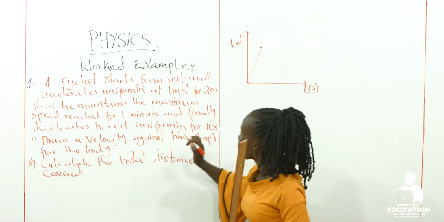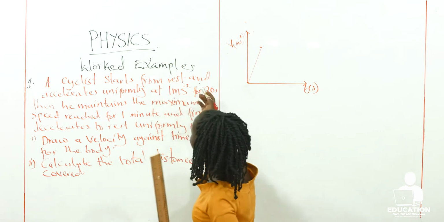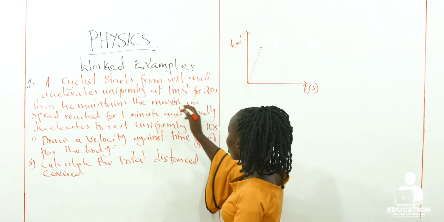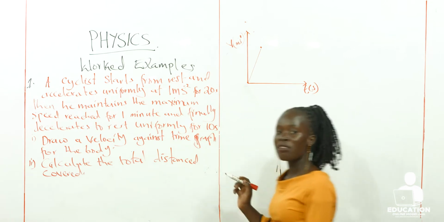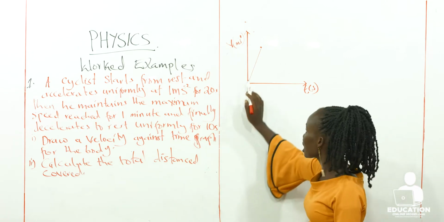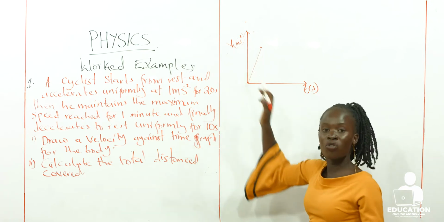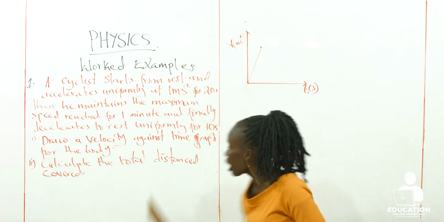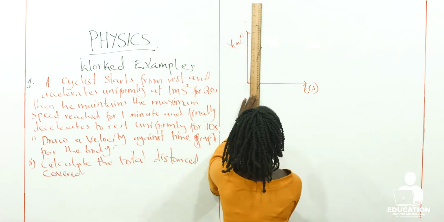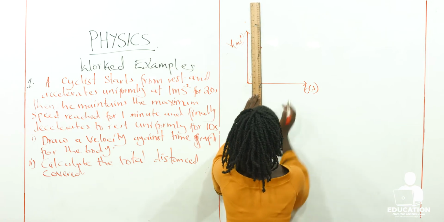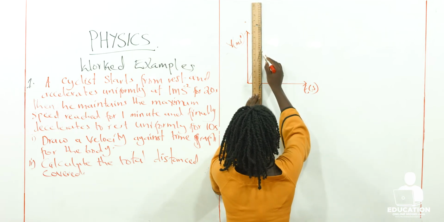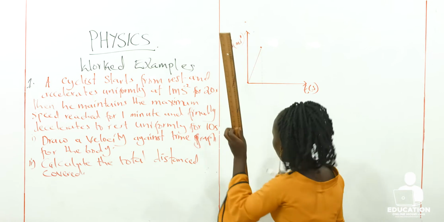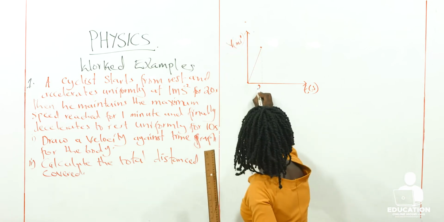Then what is it saying? It was moving with a uniform acceleration of 1 meter per second squared. This is the value of acceleration for 20 seconds. That means that for the body to move from rest up to that point, it took 20 seconds to reach there. So we shall pull our line down to meet the time axis. We shall have a dotted line, so that we are sure it's on the same line. So at this point, the body had moved for 20 seconds.